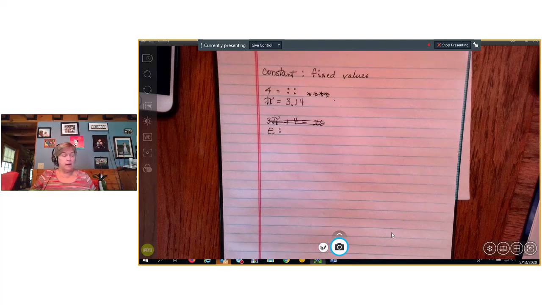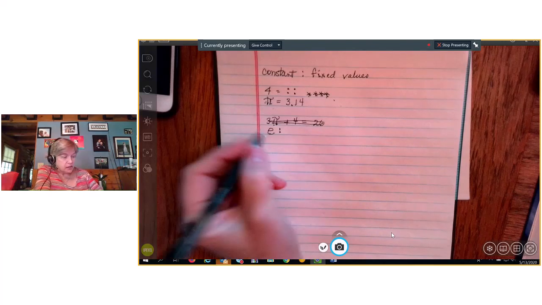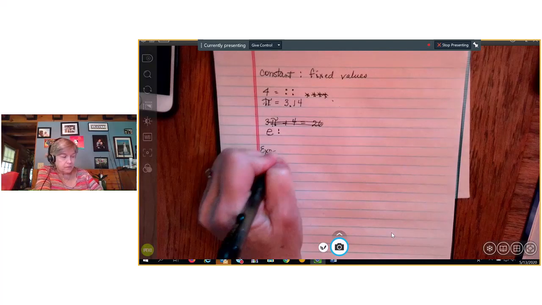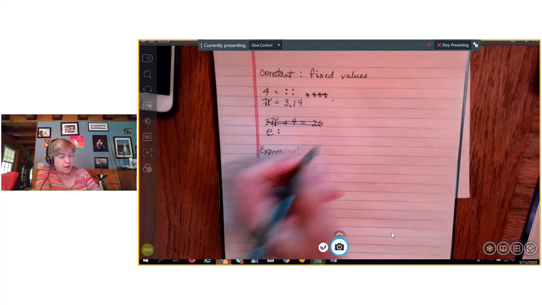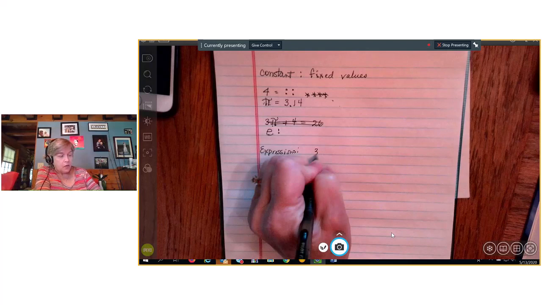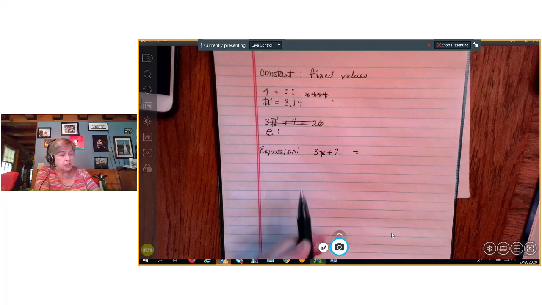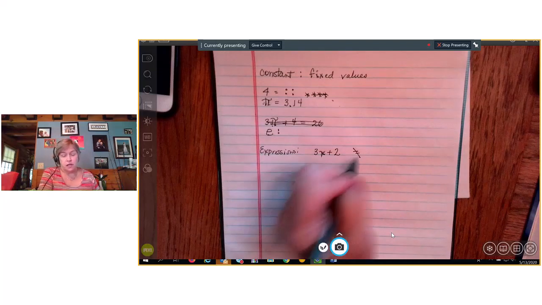Now, when we're talking about expressions, if I have 3x plus 2, this is an expression because it does not have an equal sign.